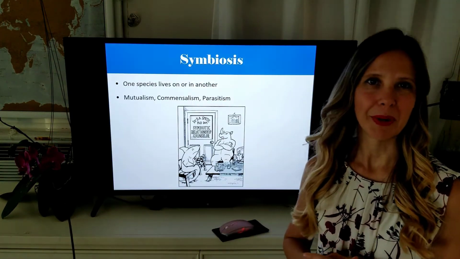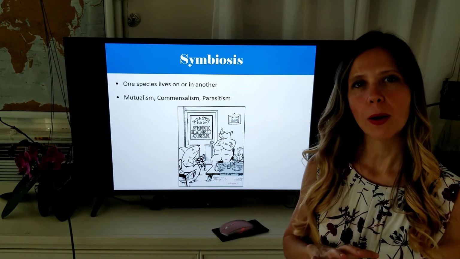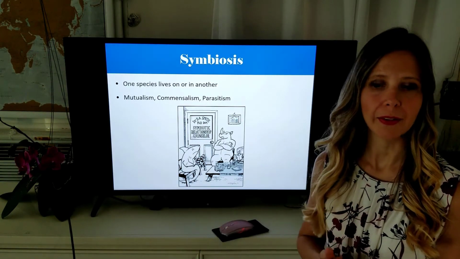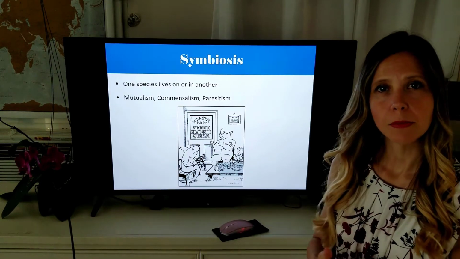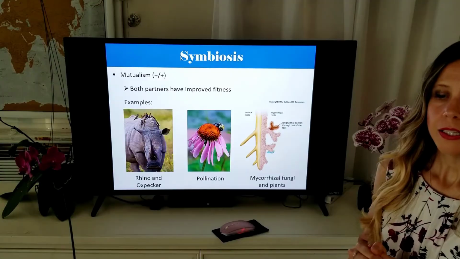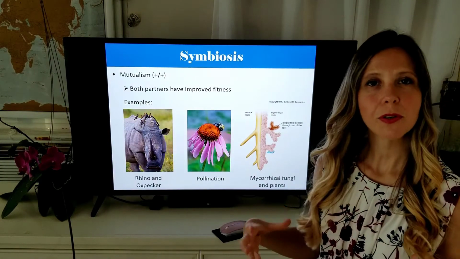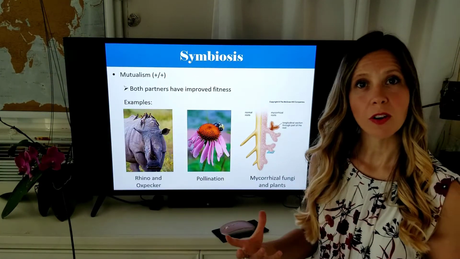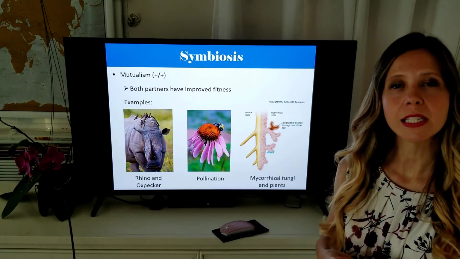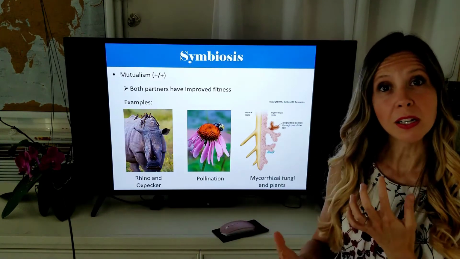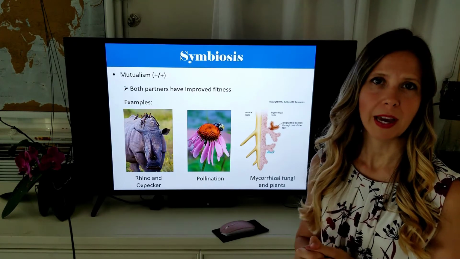Let's talk about symbiotic relationships. So this is where we have one organism living on or in the other organism. And we have our three types: mutualism, commensalism, and parasitism. Starting off with mutualism. So in this case, both species involved are going to benefit from this relationship. They will have improved fitness and they will survive better because they're in this relationship with the other individual.